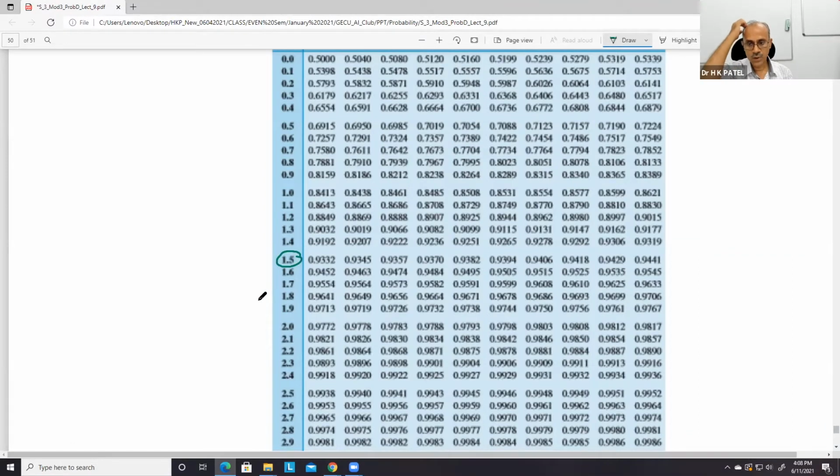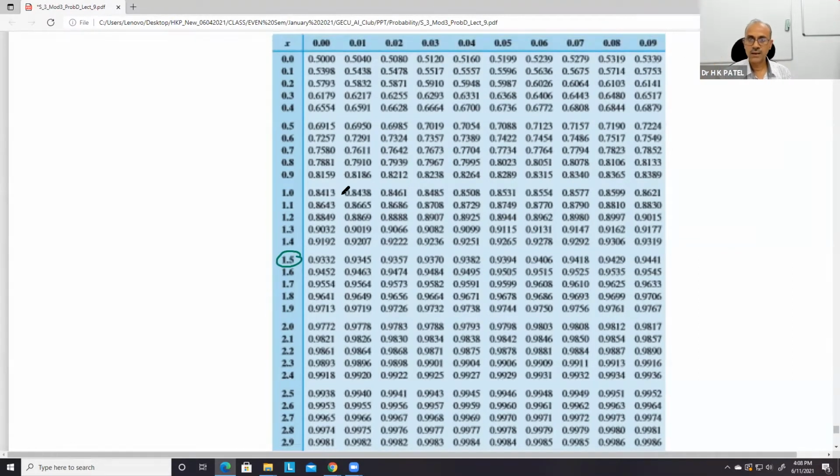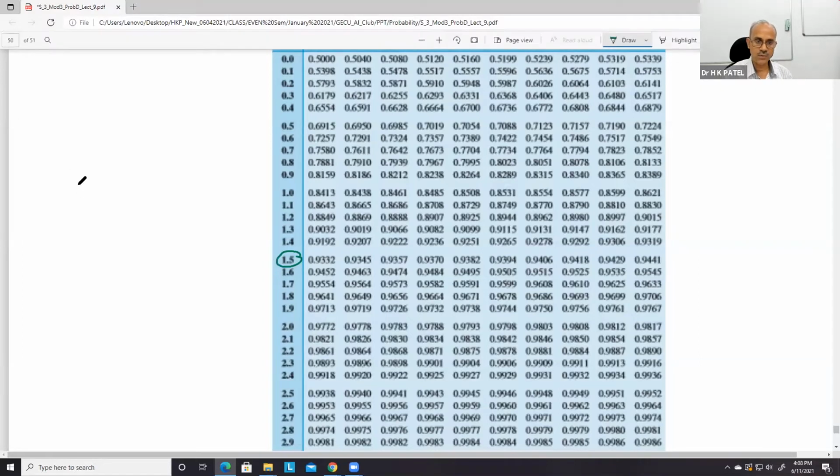So 1.5 you can see that it is here. Okay, so 1.5 is here, and then you just see the number below the second column, which is 0.00, because our number is 1.50. So the number below 1.5 and 0.00 is 0.9332. Okay, so this is the number.